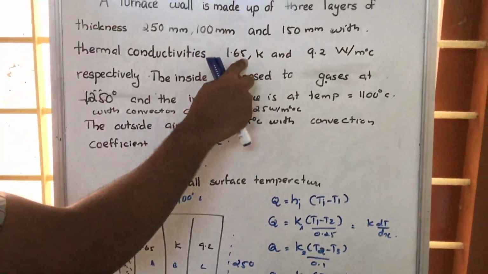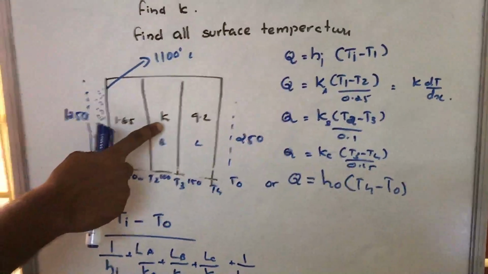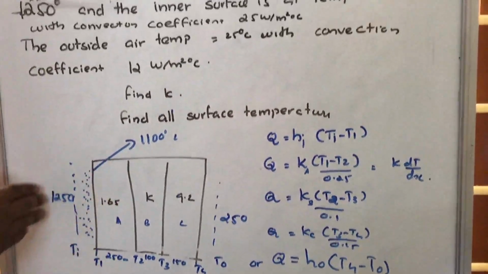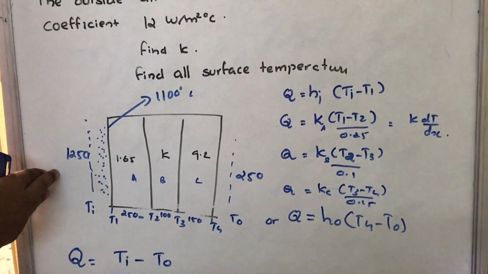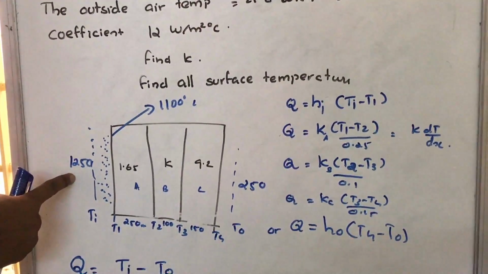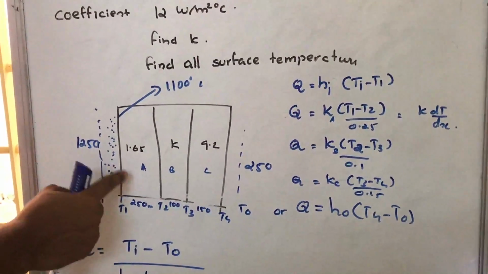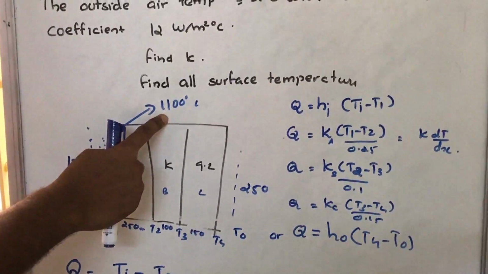Then they are having conductivities 1.65, K, and 9.2. So 1.65, K, and 9.2 are the conductivities. Let this be the inside surface of the wall, and this is exposed to gases at 1250 degrees Celsius, and this inner surface temperature is also given. In this particular question, that is 1100 degrees Celsius.